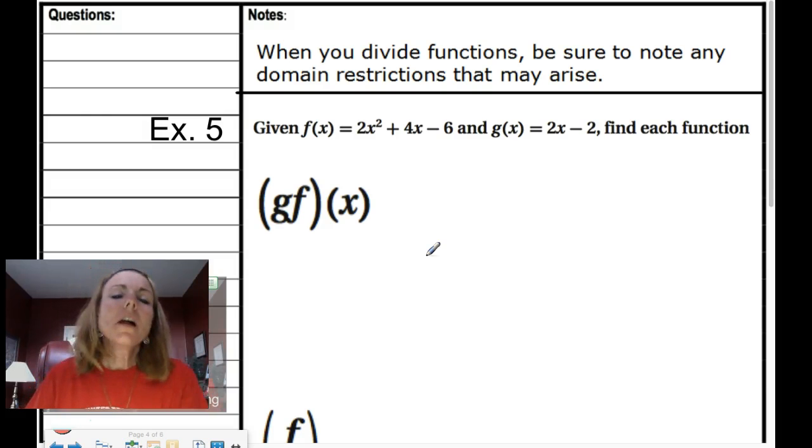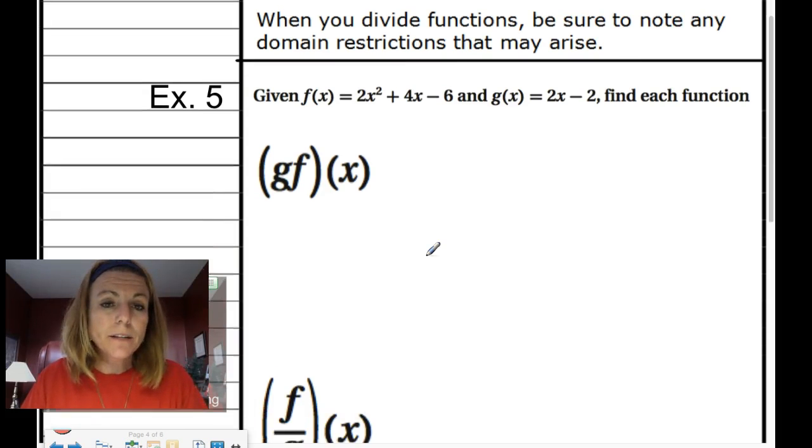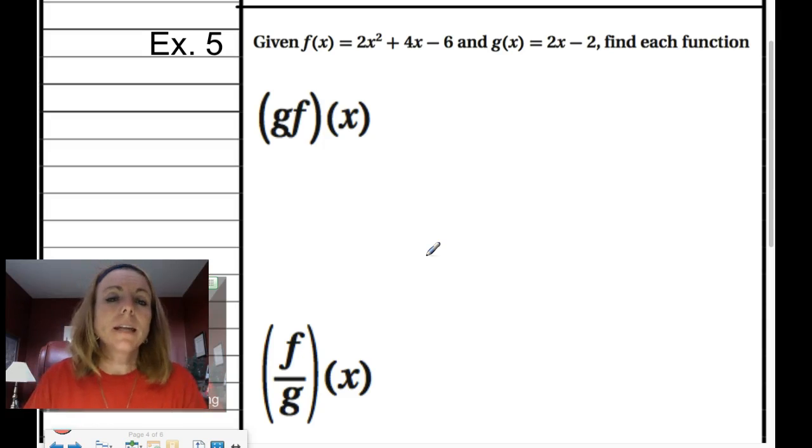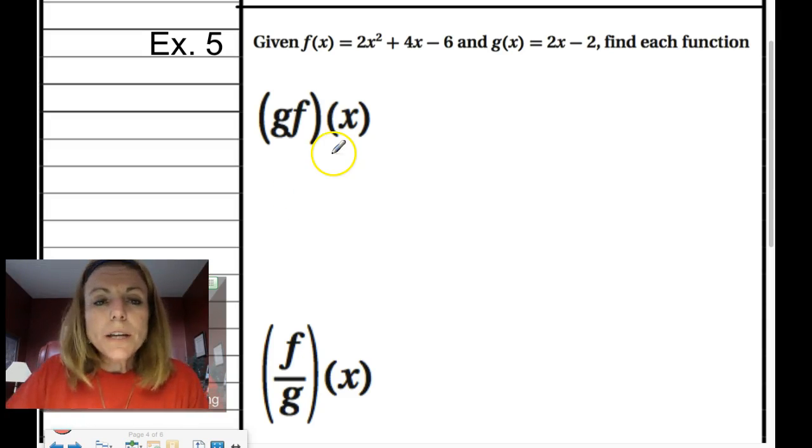Example 5. So when you divide functions, we've already talked about this, be sure to note any domain restrictions that may arise, meaning you can never divide by zero. If you do, your function is undefined. So we have to specify what x cannot equal, only when we're dividing. So let's do this. We have g times f of x.